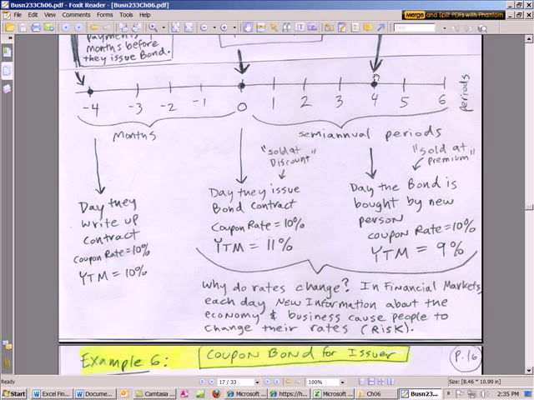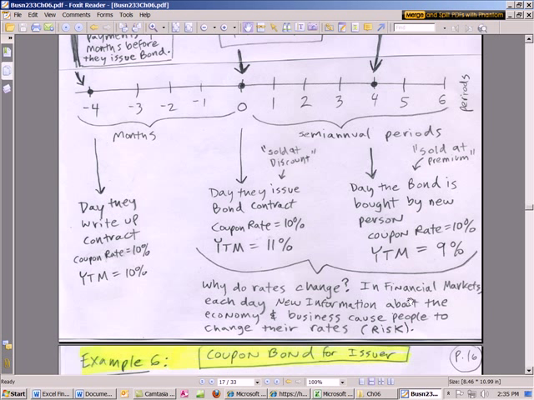Then let's say, and this is our example we're going to do, this is the timeline for our example. The bond holder bought the bond, but at period 4, which is year 2, because these are semi-annual periods, there's 1 year left, and they decide to sell the contract, right? So the day the bond is bought by a new person, the coupon rate is 10. Oh, but now the yield to market is 9%.